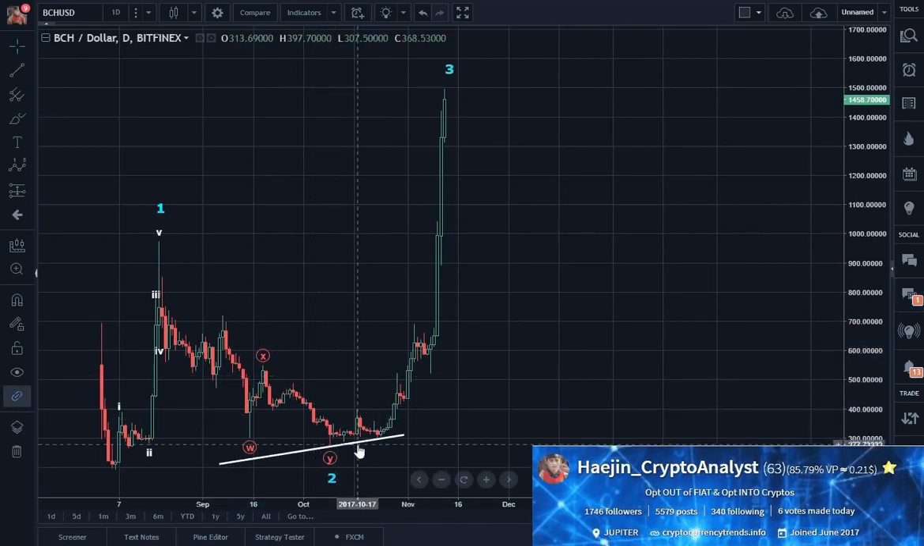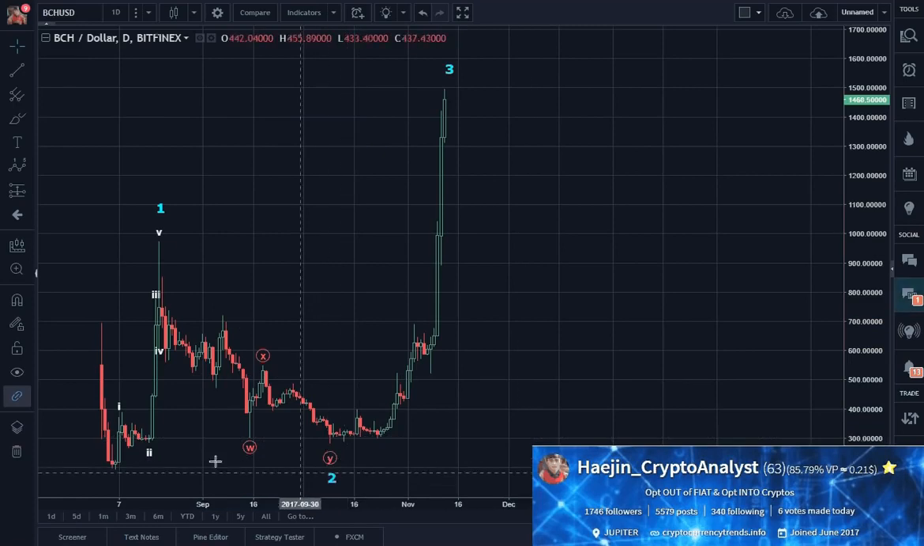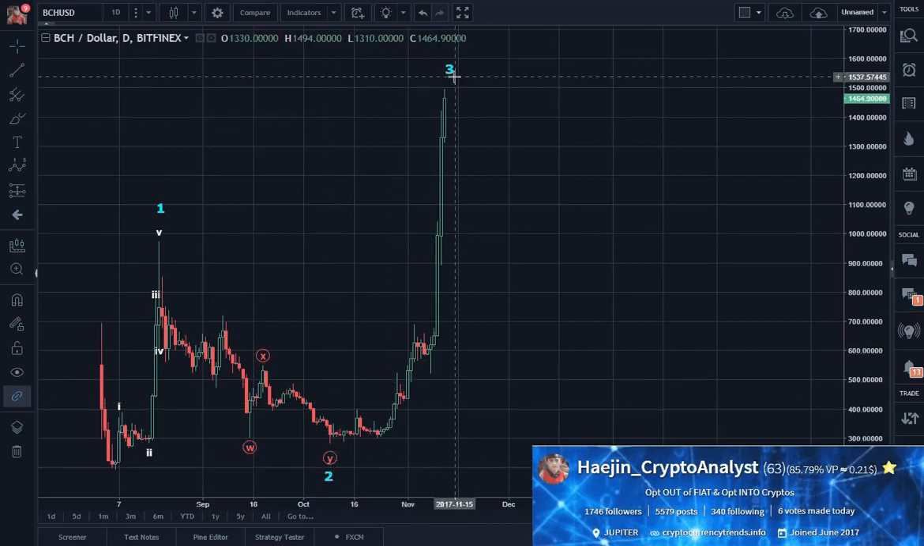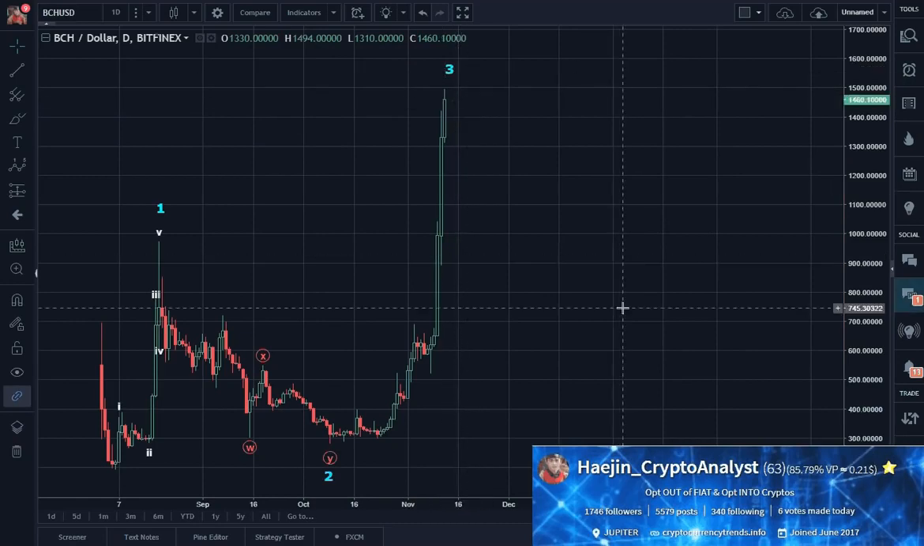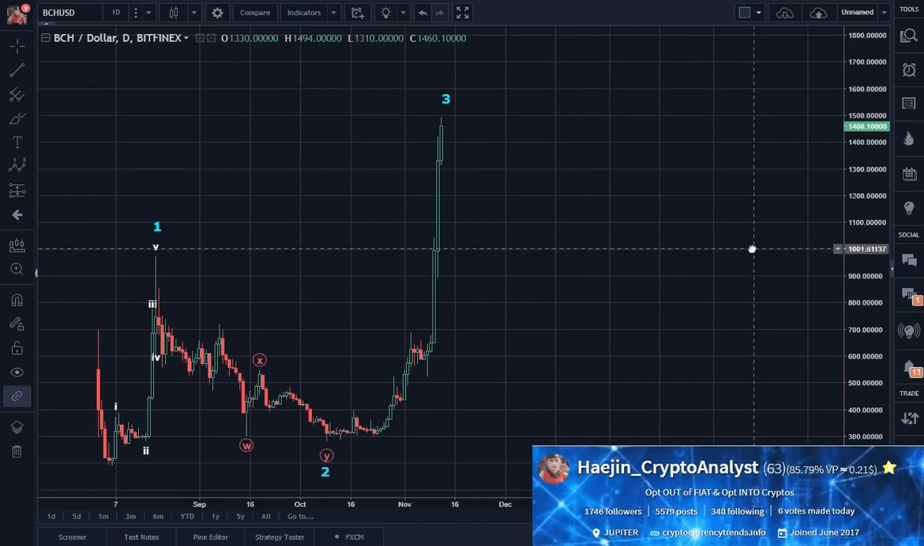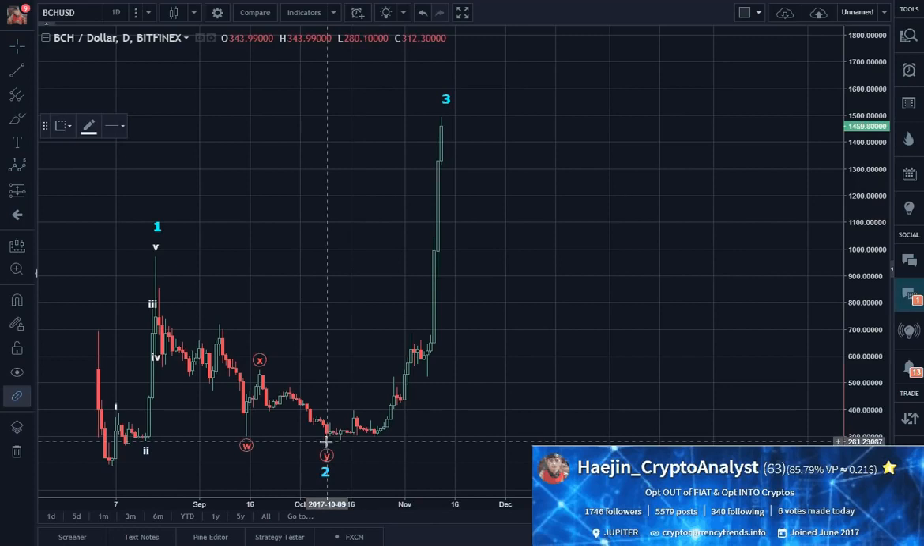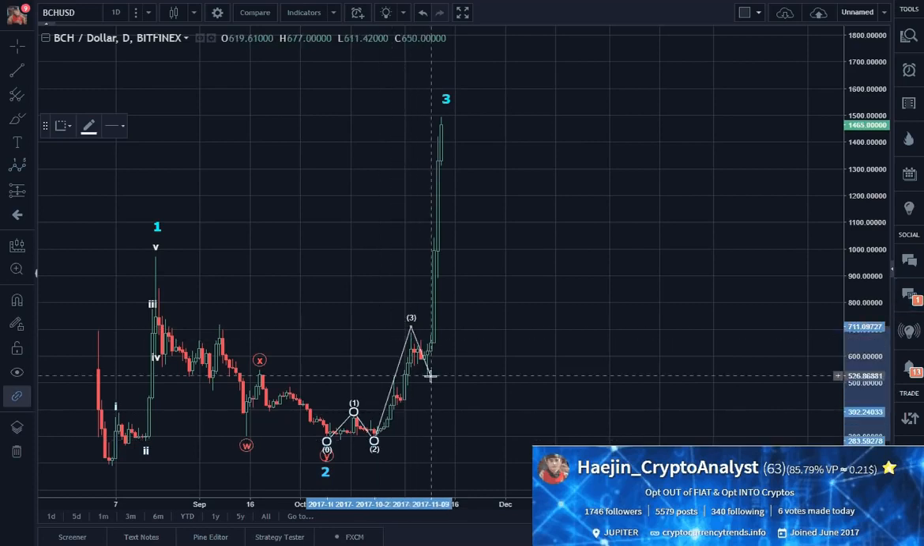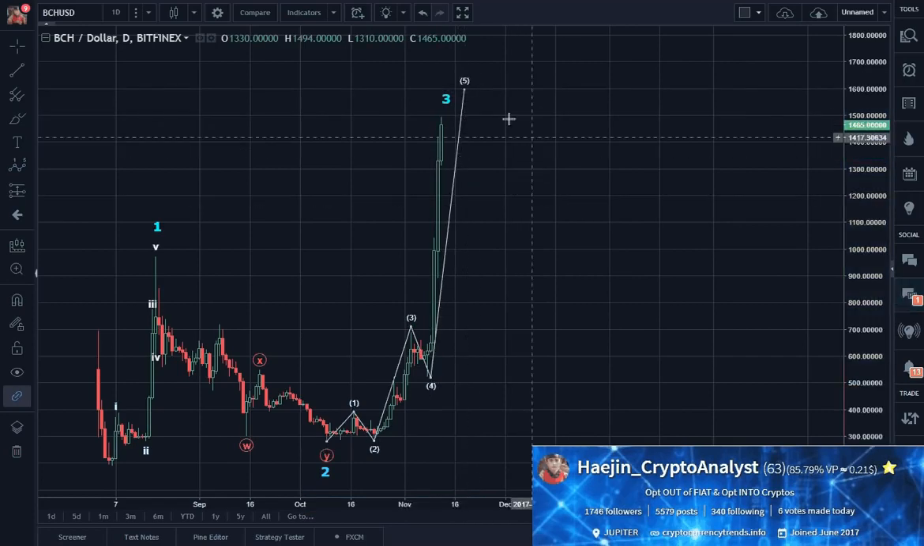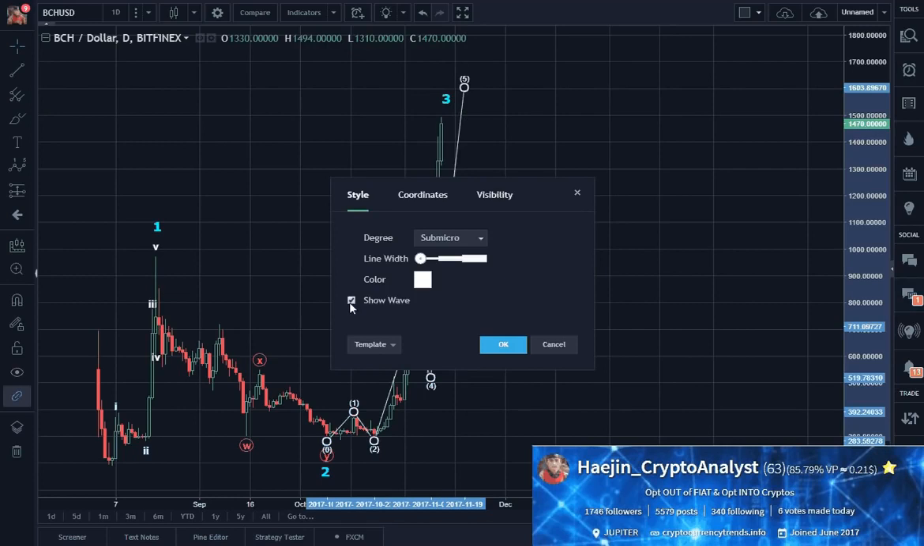Let's take this triangle off here. So if this was the bottom of 2, I'm looking at now blue waves. 1, WXY, 2. And this is 3. The top of 3 is here somewhere. But let me count it from here. That should be doable. We can go 1, 2, three, four, and five is somewhere here. And I don't know where it is.